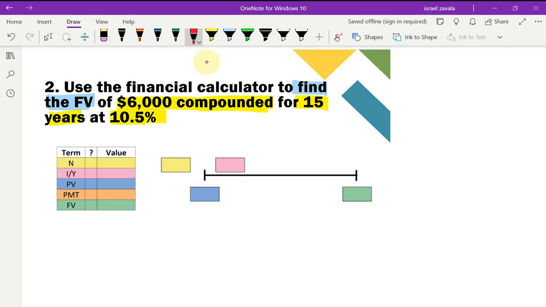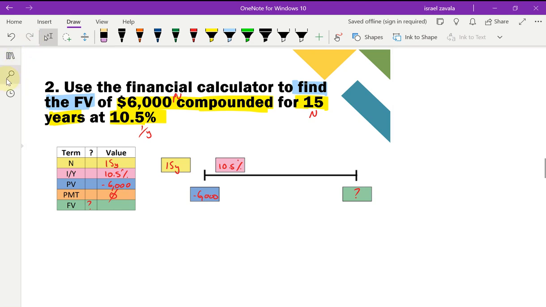So let's put in all our terms. N is our number of periods, interest per year, and our present value. So let's put them where they belong on the timeline. So 15 years, 10.5%, present value, $6,000, and we are looking for future value. Payments are 0. Okay, you don't have to put them in 2 times here, but I'm doing this because some students may need to see it.